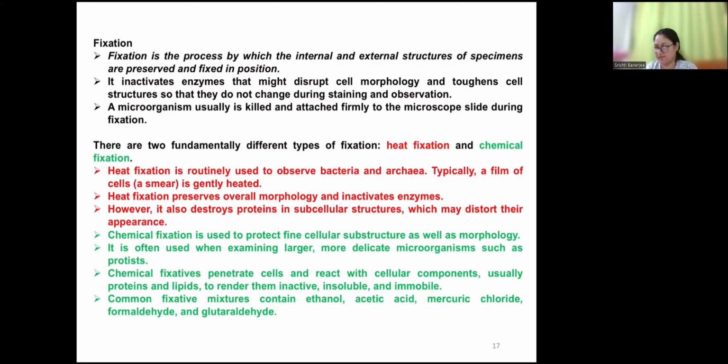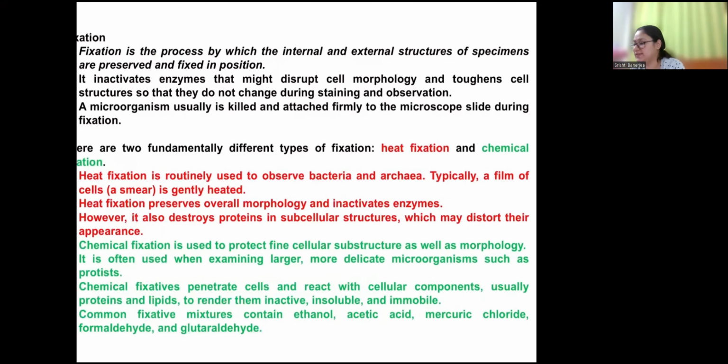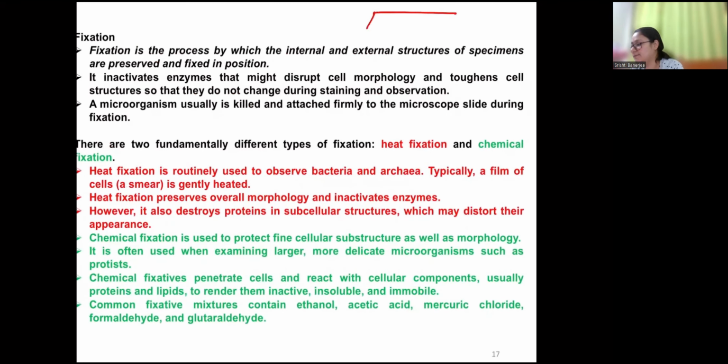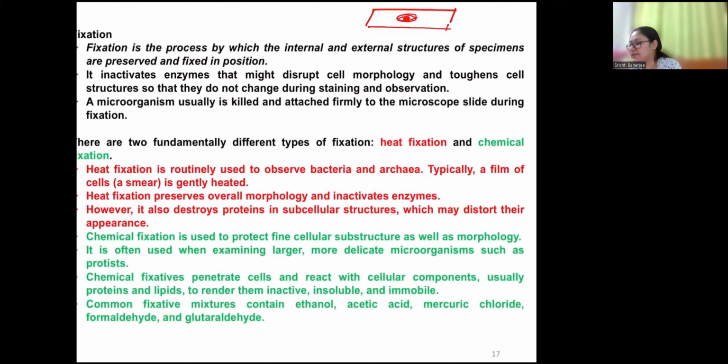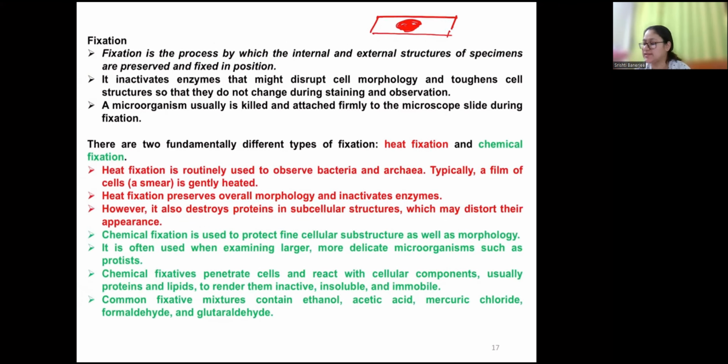There are two different processes of fixing: one is heat fixing and one is chemical fixing. In heat fixing, we take maybe 1 ml of a solution having the cells and make a smear with the help of an inoculating loop over a slide. So if this is your slide, you put a small drop of sample, which is a solution that has the bacterial cells in it, and you smear it like this. You let it dry and you pass it over a flame in a Bunsen burner.